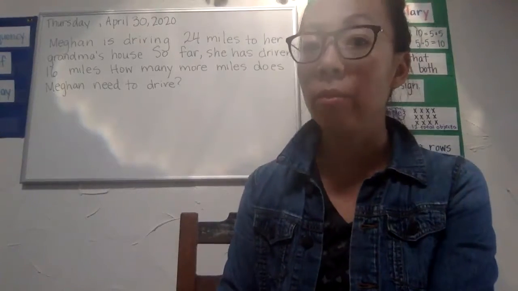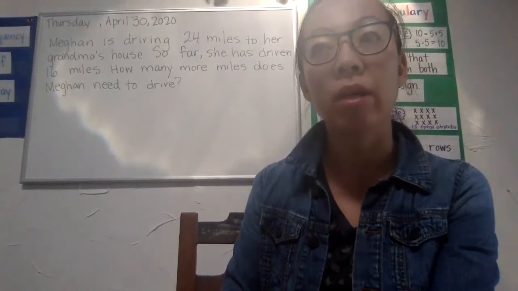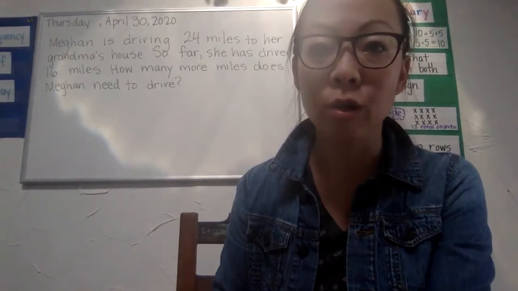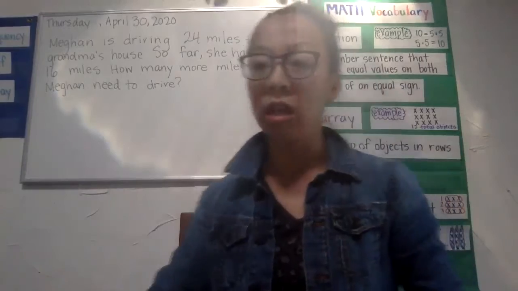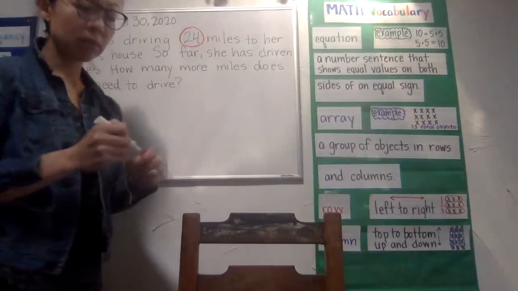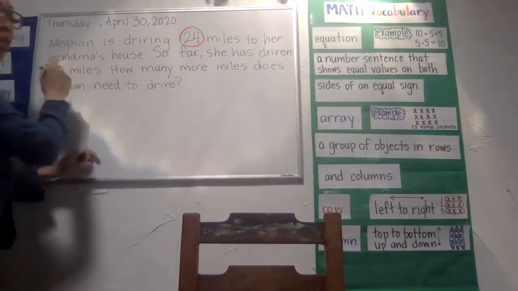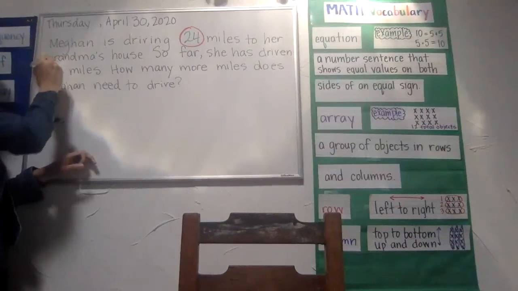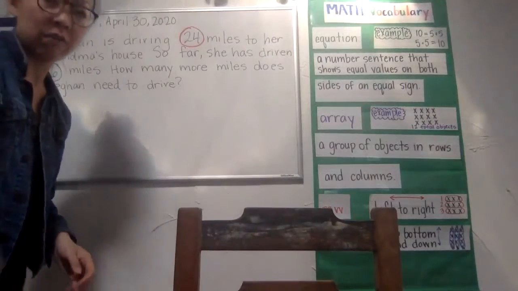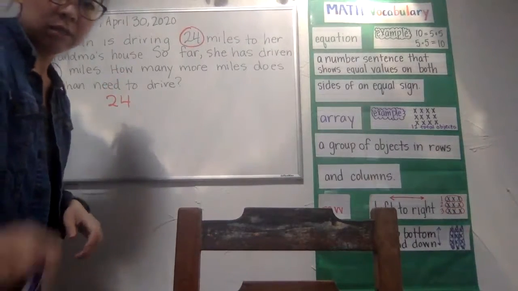Okay, so we read the problem and we're really taking some time to think about it. So I remember I get a picture in my head. I see Megan. I actually have a friend named Megan. So I'm thinking about her and I'm seeing her in her car driving to her grandmother's house. How long does she have to drive to grandma's house? Well, it's going to be 24 miles. But if I see that she has already driven 16 miles, it's way over here. Okay, now I want to find those keywords. I already know some numbers that I want to use. I have 24, and I have 16.